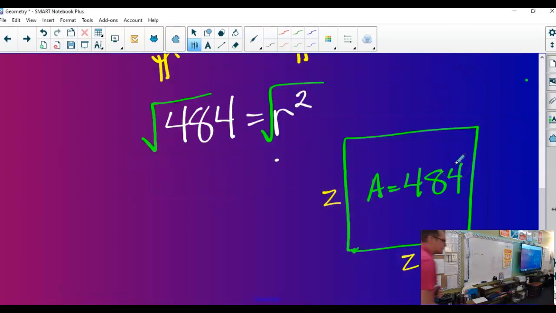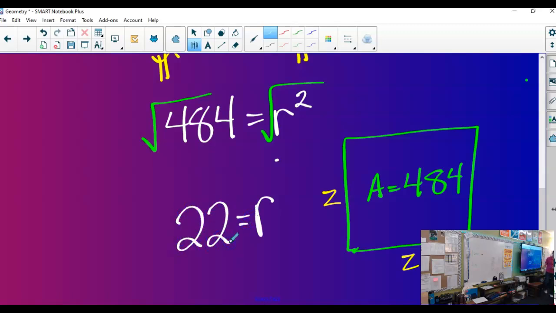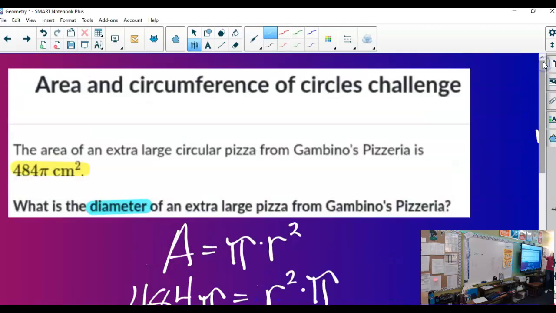But be careful, because that's a trap door. What's the 22? Our radius. What's this problem actually want? The diameter. So don't get so excited that you put in the answer too soon. Make sure you reread what you're actually looking for.